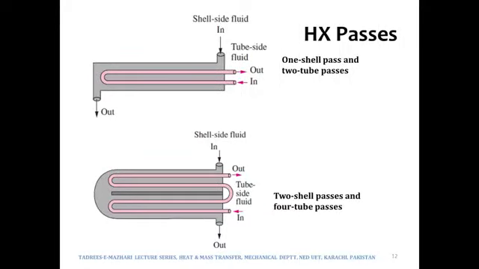This is the same thing shown, what we have just seen on the previous page. So it is the one shell pass and two tube passes, and in fact over here we have multiple shell passes, in fact two shell passes and four tube passes.